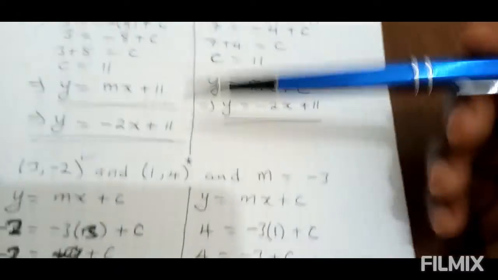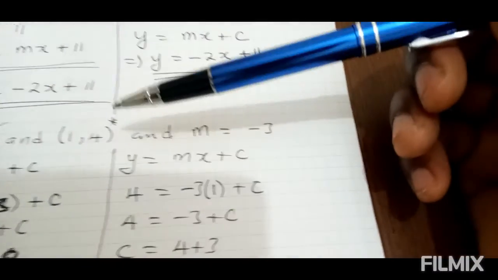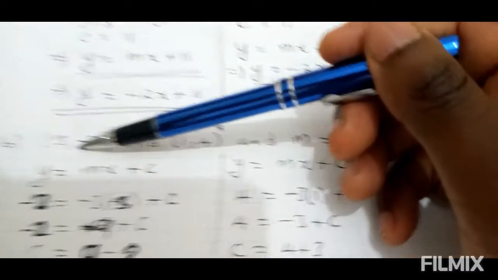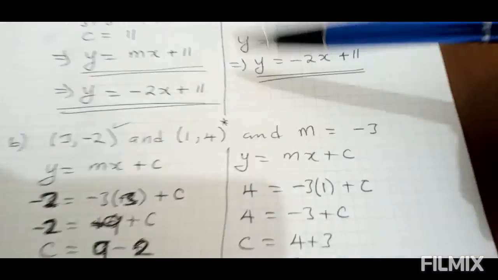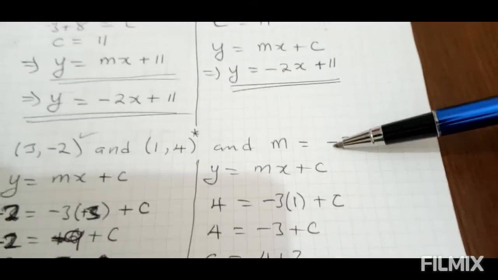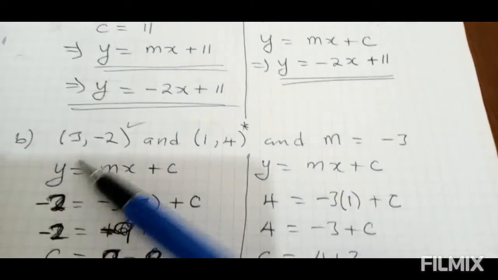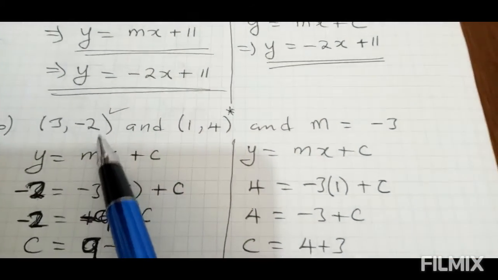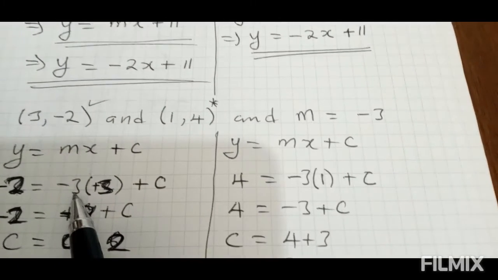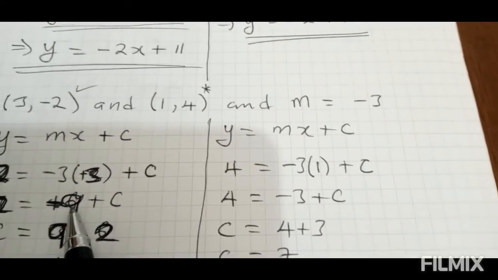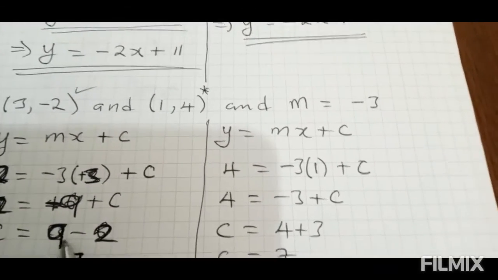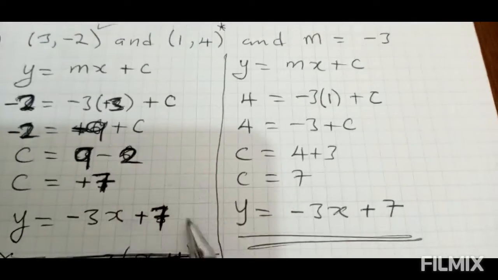Then for B, we can pick this one to find the equation, which is y equals mx plus c. The gradient here is -3, which we found. Then we take the point 3, -2, so y is -2 and x is 3. So we have -2 equals -9 plus c. So c is equal to 9 minus 2. So c is equal to 7. So y is equal to -3x plus 7.